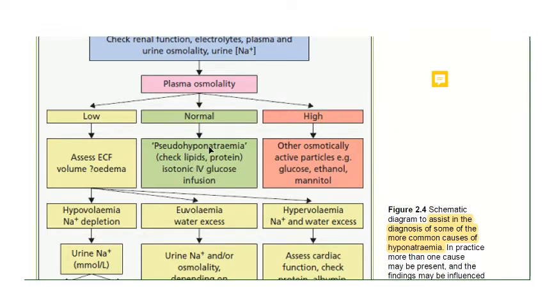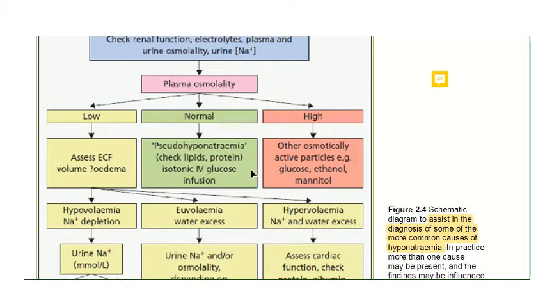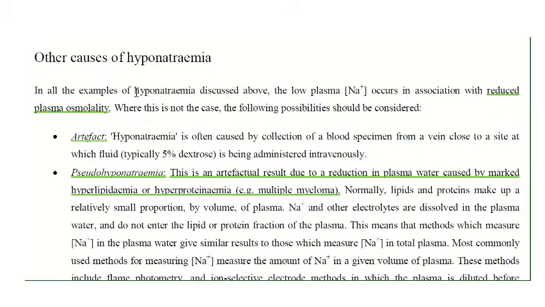هاي الحالتين أخذناهن. والحالة الأخرى اللي قلنا يصير فيها البلازما أوزمولاليتي يصير هاي، وهنا في هذه الحالة احتمال أكو other osmotically active particles مثلا الجلوكوز أو الإيثانول أو المانيتول. إذن هذه كانت كل أسباب الهايبونايتريميا.